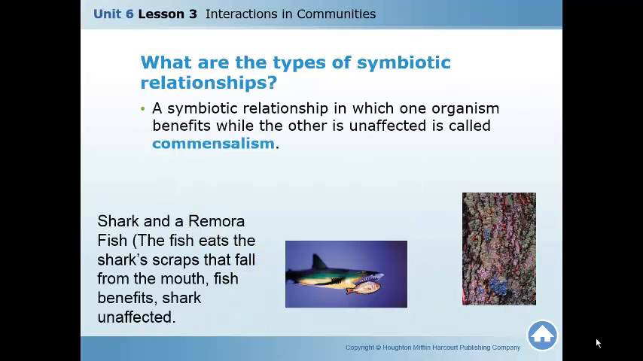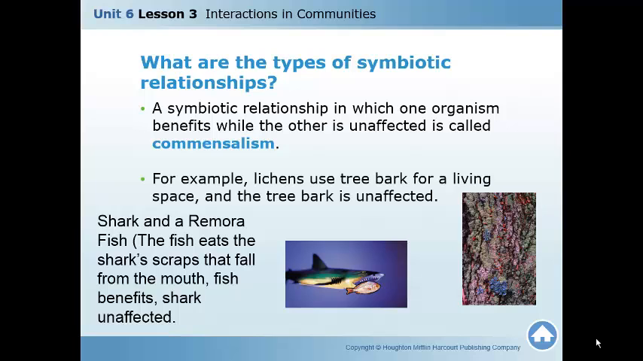Then there's something called commensalism. It's a symbiotic relationship in which one organism benefits and the other is unaffected. So a shark and a remora fish. The remora fish eats the scraps that fall out of the shark's mouth, and the shark is not benefited at all, but he's also not harmed. He's totally unaffected, but the remora gets the benefit. Here we also have lichens on a tree. You've probably seen this. It kind of looks mossy, but it's not. It's like a bluish, sort of hard like the bark. They use the tree for a living space, but it doesn't hurt the tree at all.